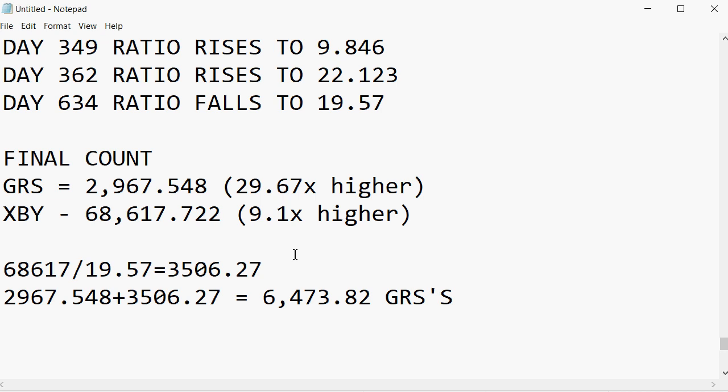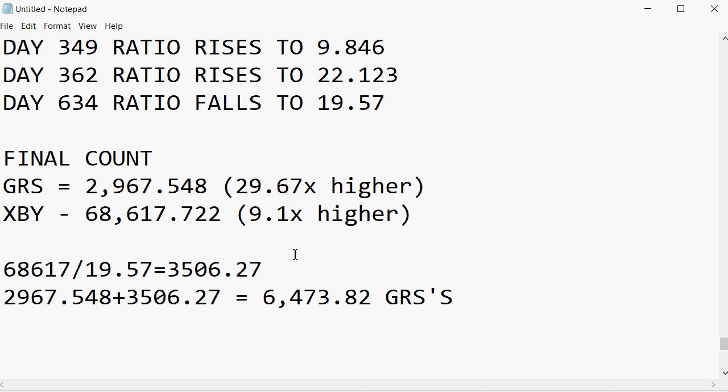what I do is I'll take my 68,000 and change XBY divided by the price at day 6334, which was January 14th when the event happened, or January 13th even. And that's when the ratio was, well, 19.57. So I'll take the 68,617 that I own divided by that. That's worth 3,506.27 GRS. I'll add that to the 2,900 I already own.